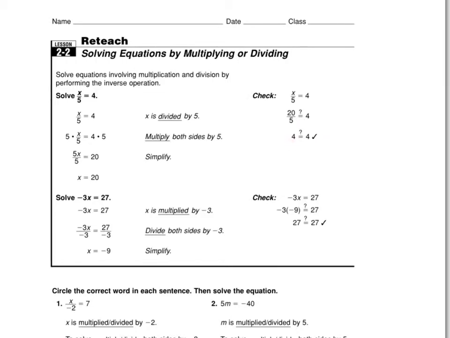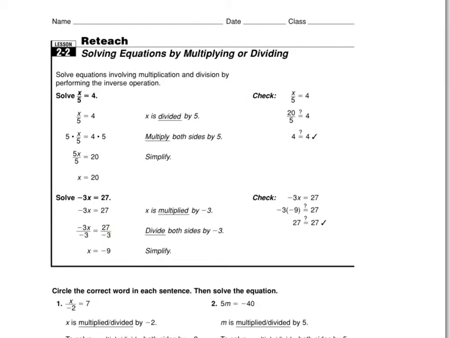Next question, negative 3x is equal to 27. Here, x is being multiplied by negative 3. So the inverse operation will be to divide both sides by negative 3, which is what the author has done here. A negative 3 and a negative 3 cancel out to 1x, so there's our x.